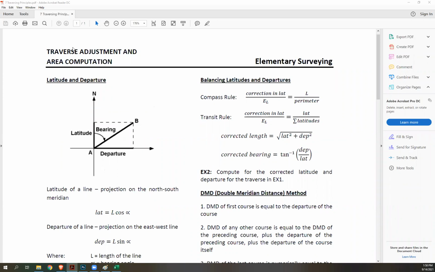To use compass rule, that's correction in latitude over error in latitude. That's your summation of latitude equals L, which is the length of that side, over perimeter, which is the total summation of the lengths. Okay, and then transit rule. So correction in latitude over error in latitude equals latitude over summation of latitudes.